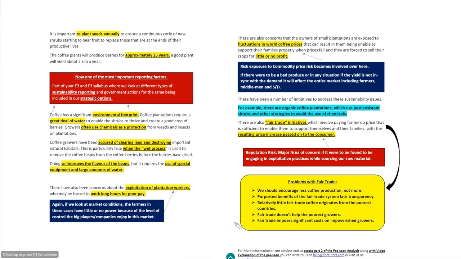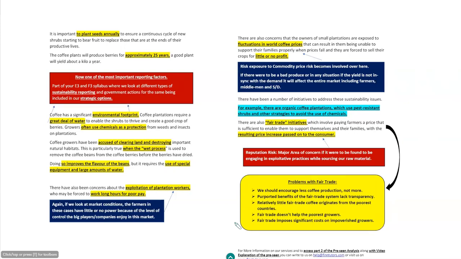Coffee has a significant environmental footprint. Coffee plantations require a great deal of water to enable the shrubs to thrive and create a good crop of berries. Now, one of the most important reporting factors is sustainability, part of your E3 and F3 syllabus, where we look at different types of sustainability reporting and government actions for the same being included in your strategic options category. So you're looking at two things, sustainability and your strategic options, because it's leaving an environmental footprint because of the huge amount of water that it consumes.